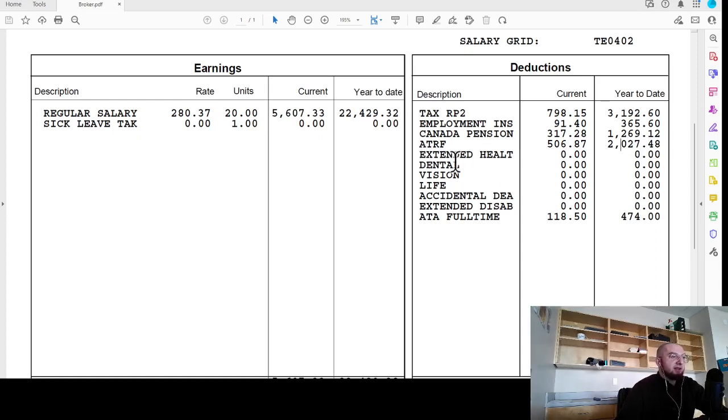Here we have the extended healthcare, dental, vision, life insurance, accidental death, extended disability. I'll be honest, I'm not very financially literate, and I don't know why these numbers are zero, but we'll look at something else later on down below and look at the numbers there. Last but not least, Alberta Teachers Association full-time fee. I get charged $118 every month from the Alberta Teachers Association. So it's just paying union fees, union dues.